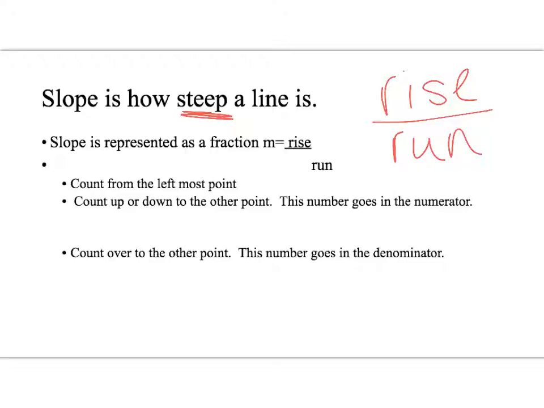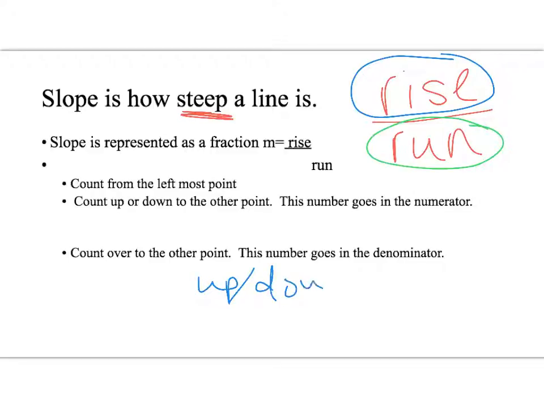Okay, so you count from the leftmost point, you count up or down to the other point, and that number goes in the numerator, and that's what we call the rise. That's because we're counting up and down. Then you count over to the other point, and this number goes in the denominator, and this is called our run because you're going left or right. So when you count up or down, that goes in the numerator. Okay, and when you count left or right, that goes in the denominator.